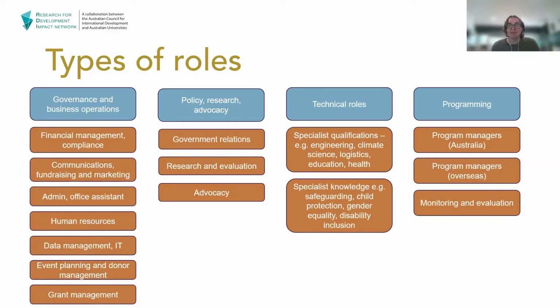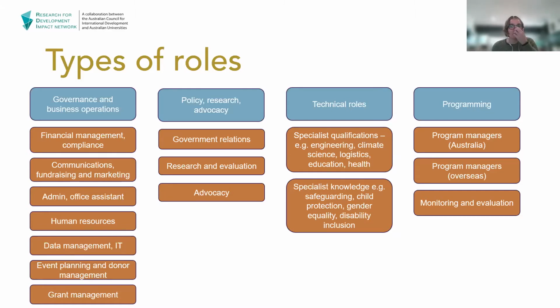No doubt there are others, but NGOs are, of course, organisations. They require governing, financial management, management of their donors, grants, fundraising. And many of the roles, particularly in Australia, are about enabling the organisation to operate so that funds and support can then be given to local partner organisations overseas. So you will see a lot of roles in this governance and business operations area.